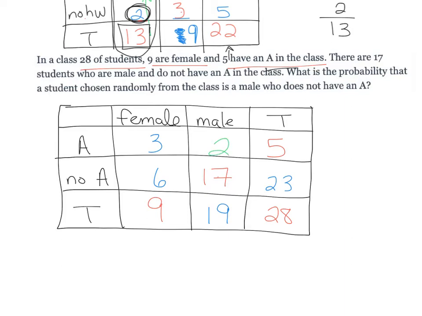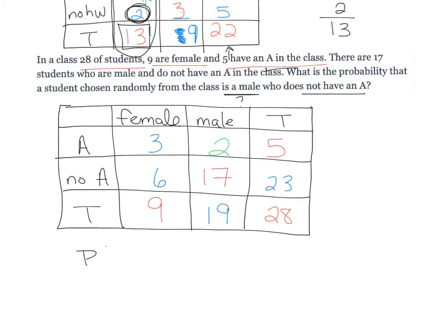Okay. So our question for this one is, what is the probability that a student chosen randomly from the class is a male who does not have an A? This almost looks like it's conditional, but they're asking what's the probability that he's a male and also does not have an A. It doesn't say either of them are given. It doesn't make it sound like I already know one of them. I'm trying to find a male and not A.